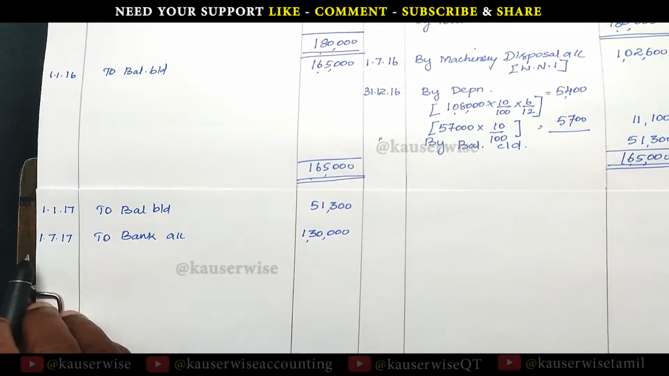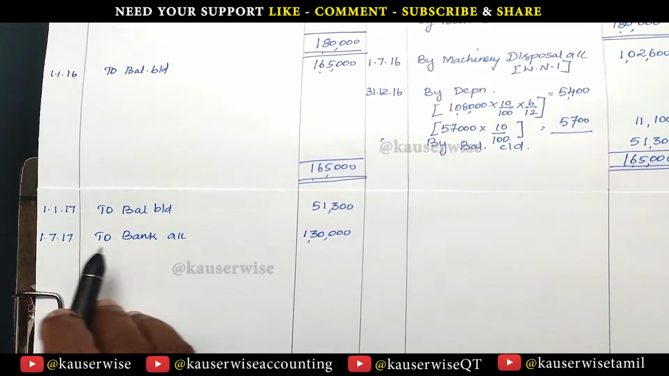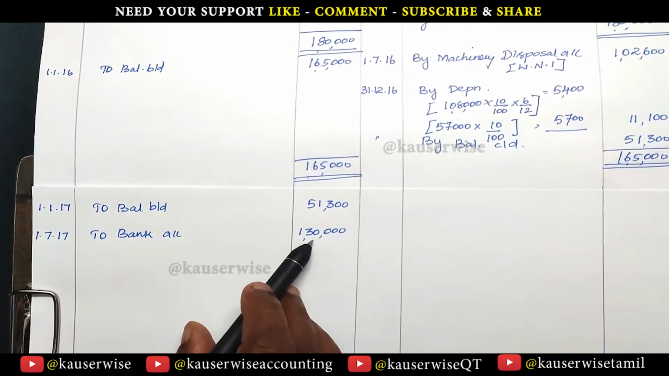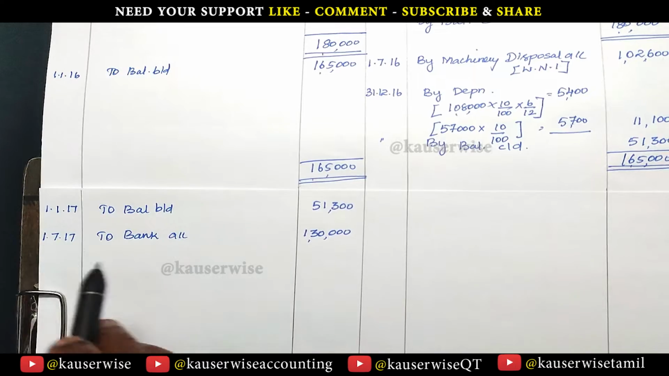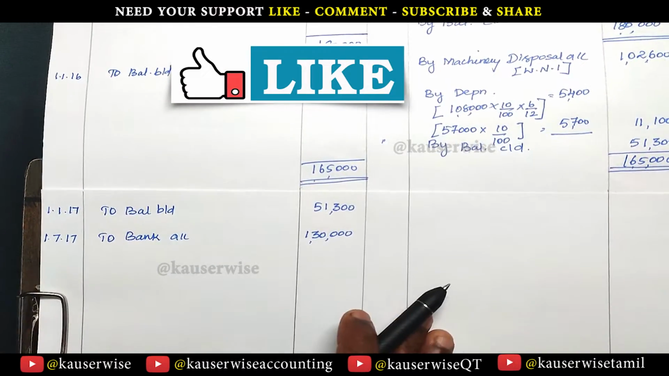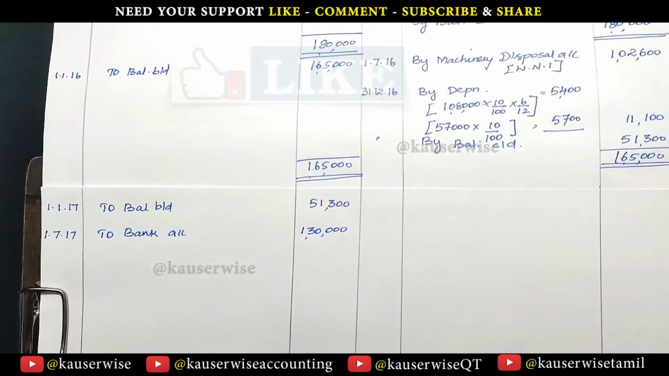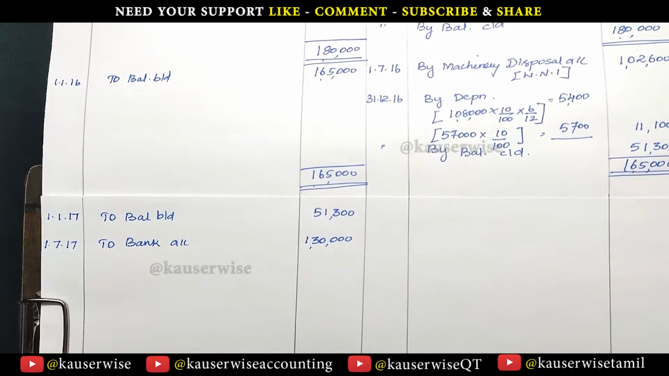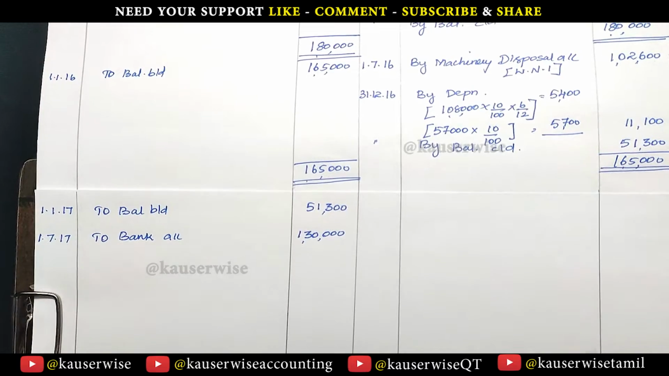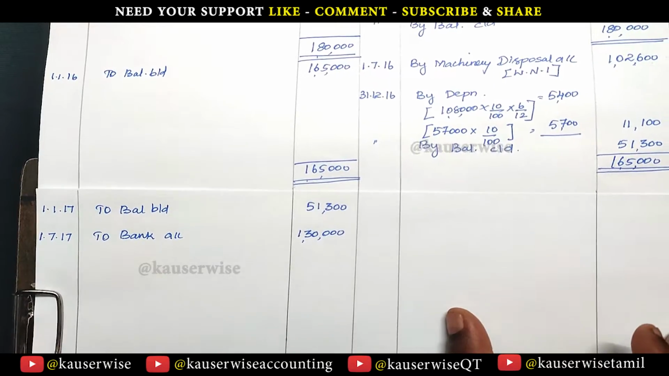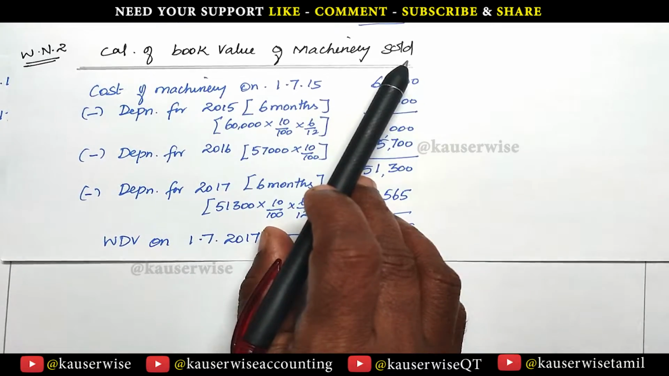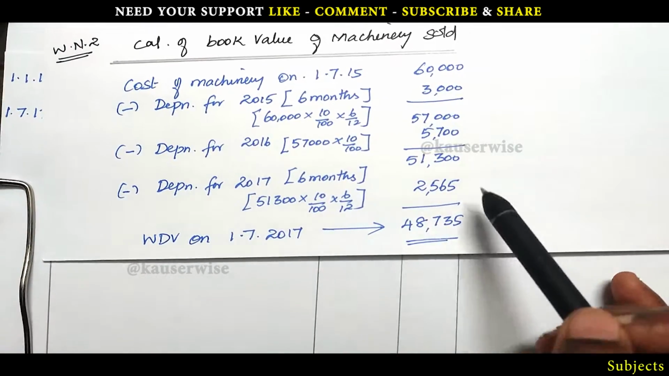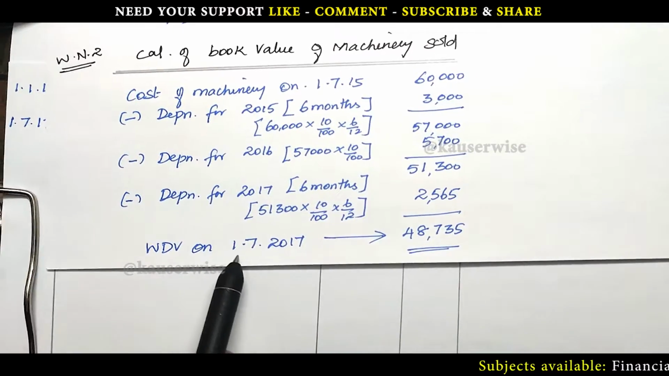We have entered the transaction, that is on 1st July 2017, we have purchased another machinery for 1,30,000. Entry: machinery account debit to bank account 1,30,000. On the same day, they have sold second machinery for 48,000. Again, you have to do the working note to find out the machine value as on the date of sale, and that amount will be transferred to machinery disposal account. See the second working note, calculation of book value of machinery sold. This is the calculation to find out the book value of machinery as on the date of sale.